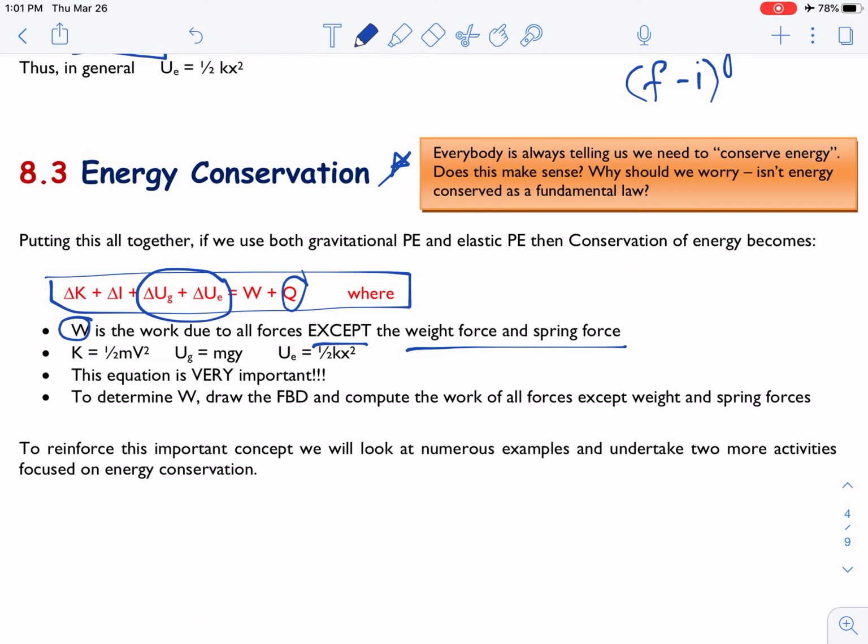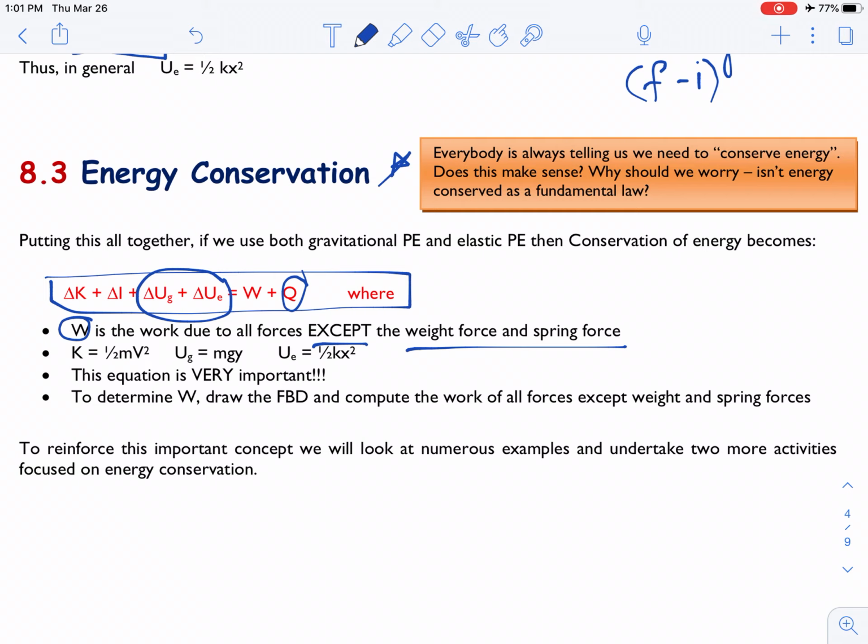UG is the gravitational potential energy. It changes with the elevation y. It's mgy. And UE is the elastic potential energy, and it changes with the compression or stretch. You need to have a spring-like material to have this. So it's 1/2 kx squared. It is very important, and we do start with this equation.